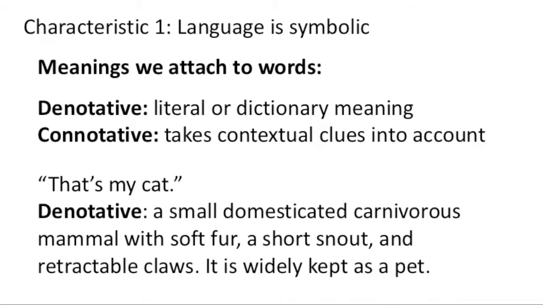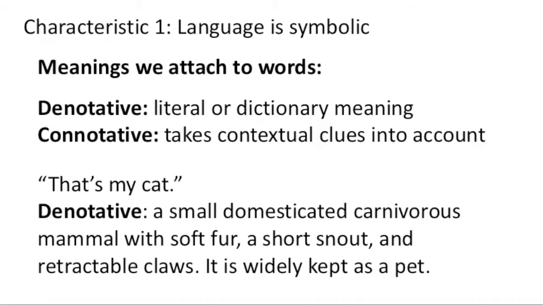Another way that we can think about the meanings that we attach to words is through the definitions of denotative and connotative meanings. A denotative meaning is the literal or dictionary meaning of a word, and the connotative is the meaning which takes other contextual clues into account. For example, if we take this phrase, "That's my cat," the denotative or regular dictionary definition would be a small, domesticated, carnivorous mammal with soft fur, a short snout, and retractable claws.